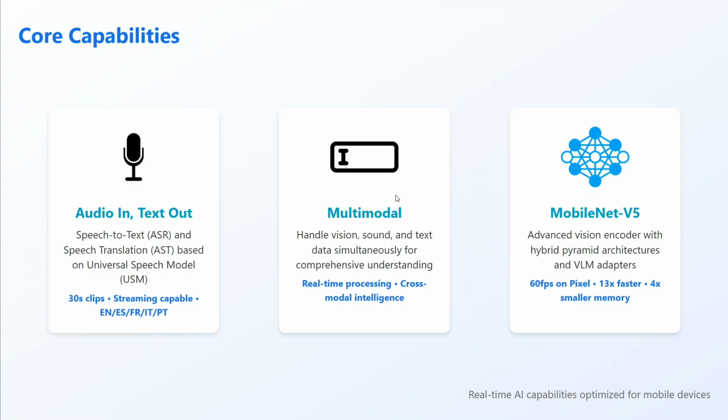Multimodal, it can handle vision, sound and text data simultaneously. That's the best part. And it uses an advanced vision encoder, MobileNet V5, hence can understand videos and images also in small memory. As you can see, 60 fps on Pixel, 13 times faster and 4 times smaller memory is required.